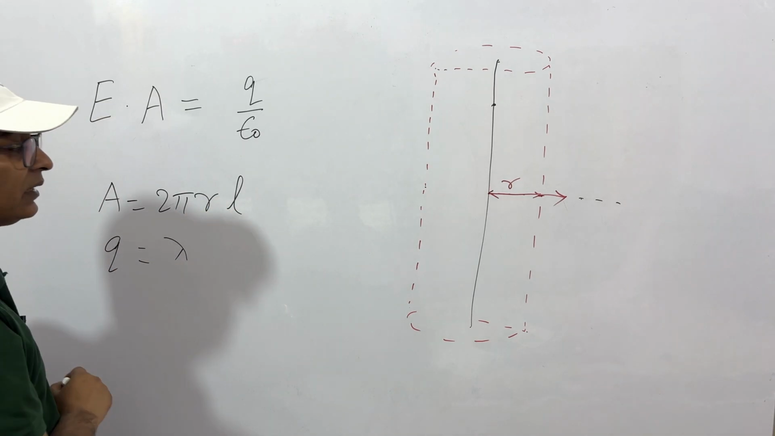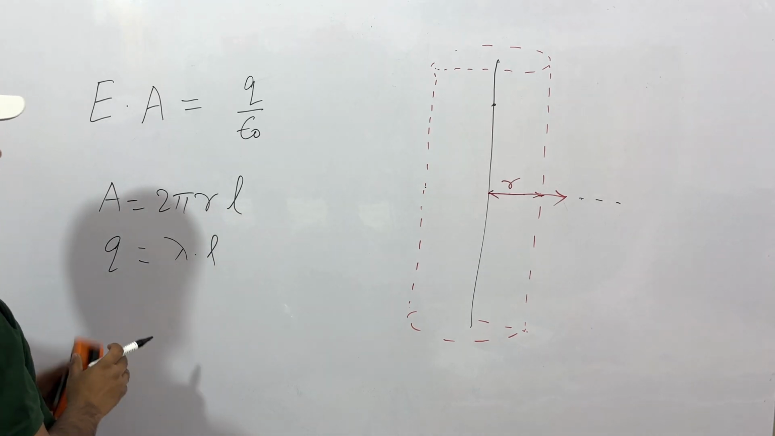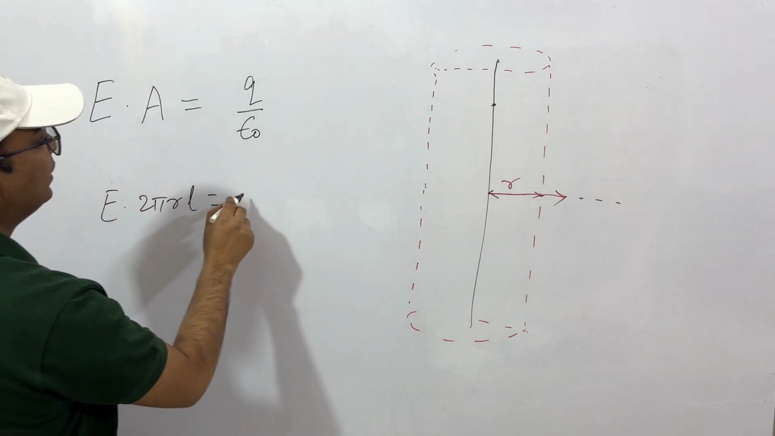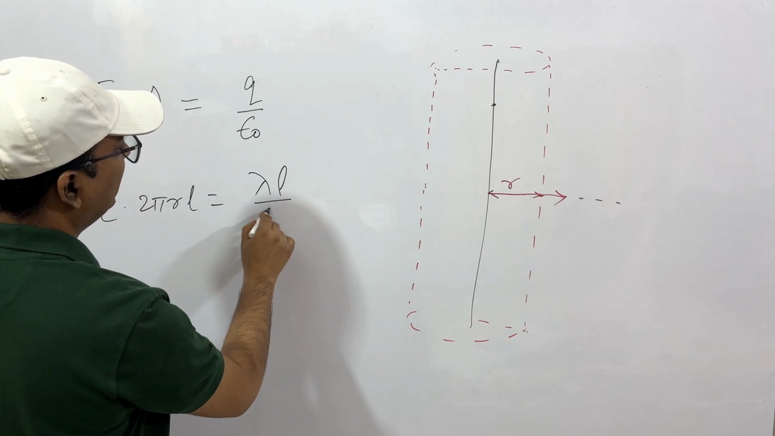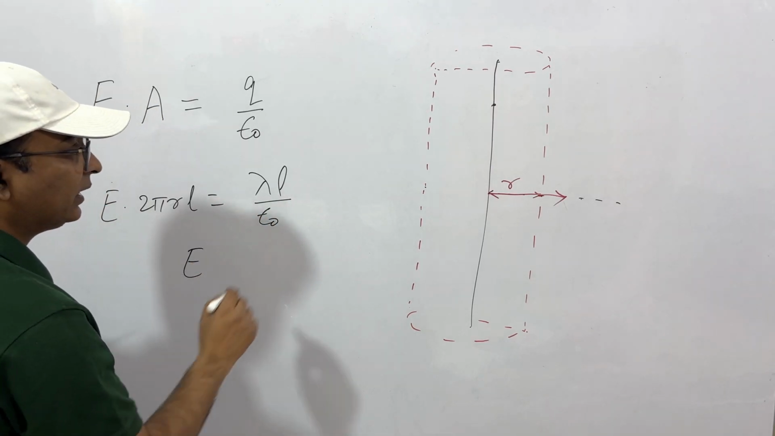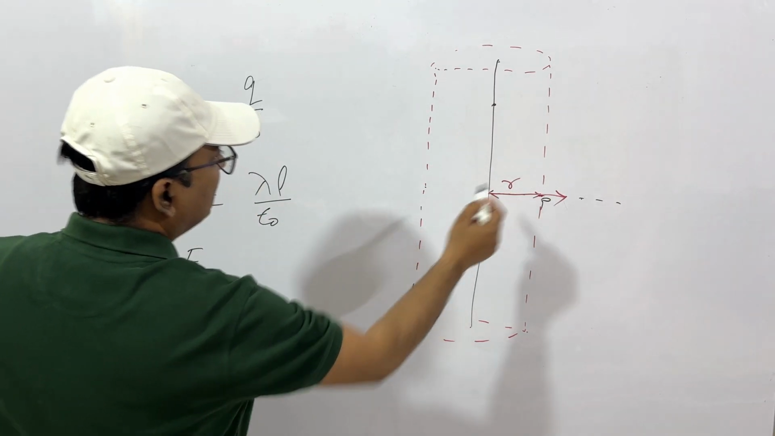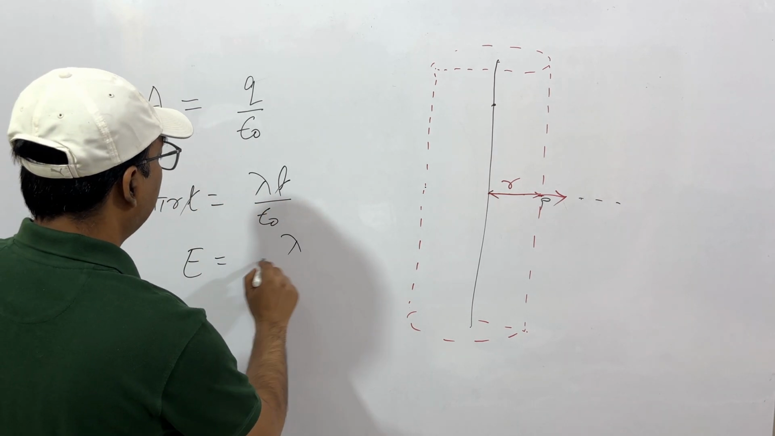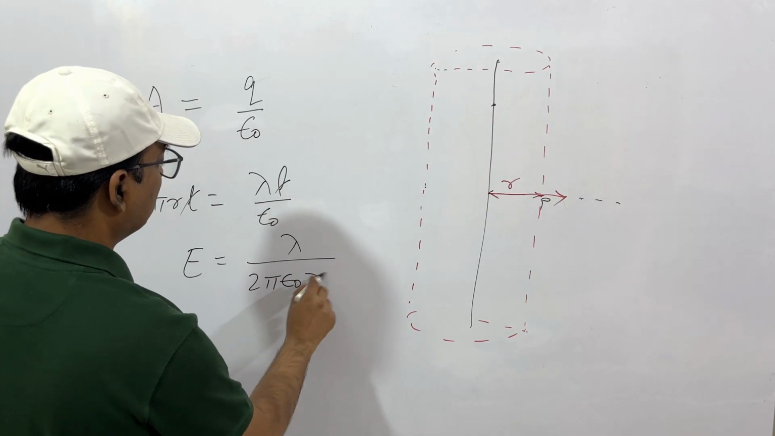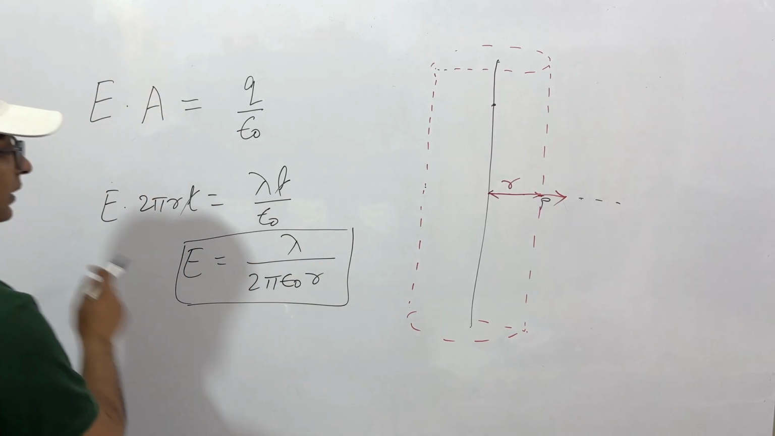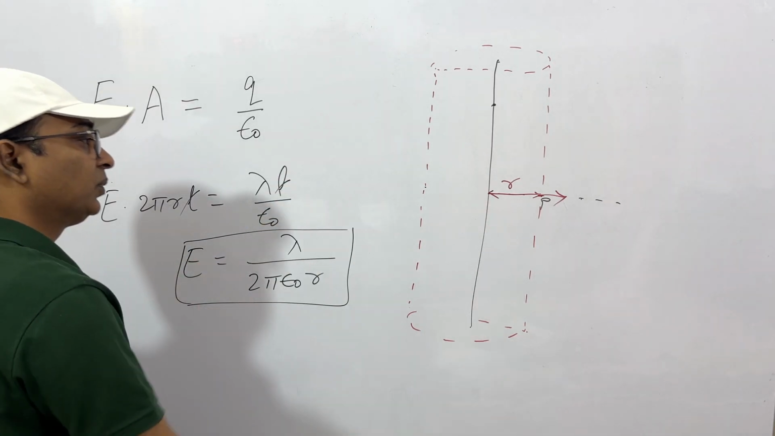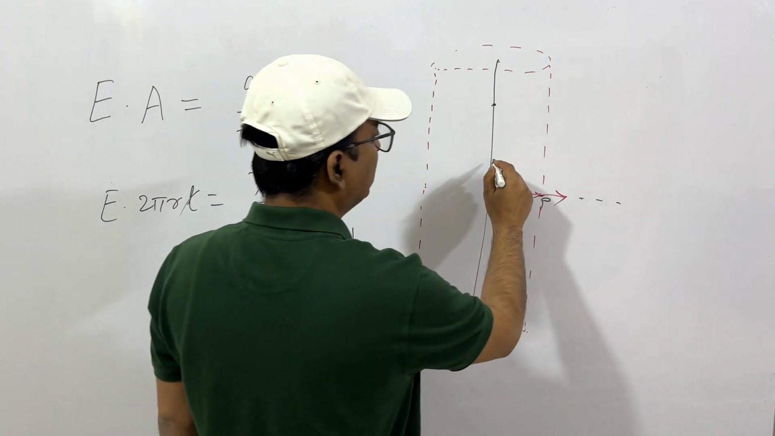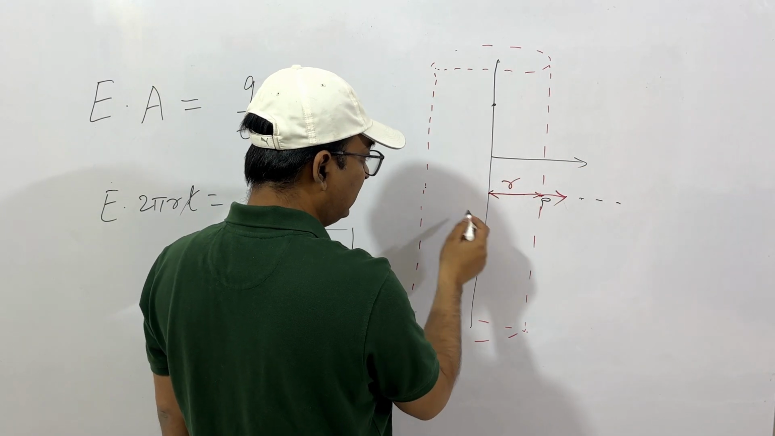If lambda is the linear charge density, then lambda into L is Q. So we put it in this equation: E into 2 pi r L is equal to lambda into L by epsilon 0. The electric field intensity at a point P, which is r distant from the wire, is given as, L cancels, lambda by 2 pi epsilon 0 r. This is your expression. And what will be the direction? If the charge is positive, it will be radially outward, and if the charge is negative, it will be radially inward.